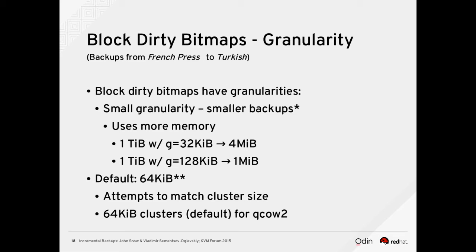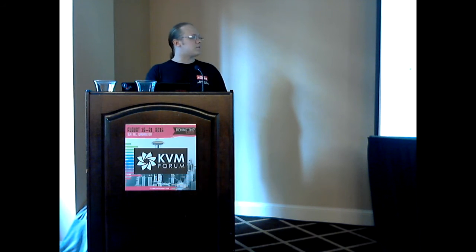So the bitmaps, as mentioned, have a granularity. By default, they are tracking writes at roughly 64 kilobyte increments. You can make it smaller and hopefully you will save yourself some size on the incremental backup, but it depends on the usage pattern. So you'll use more memory in exchange for hopefully smaller backups, or you can increase the granularity to maybe have larger bitmaps with less memory usage. But the default is 64 kilobytes, and you don't have to specify one. It's completely optional, but it will attempt to match the cluster size of the file format you're using, which for QCOW2 is 64K. So more or less, the default is 64K, but it can change.